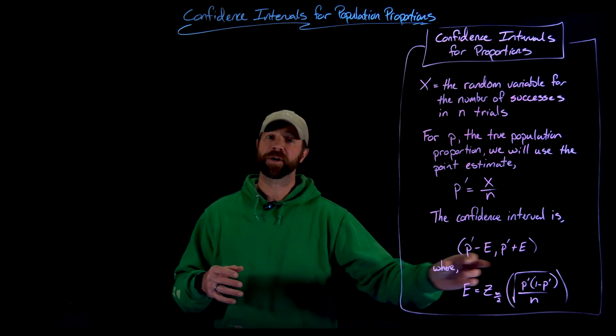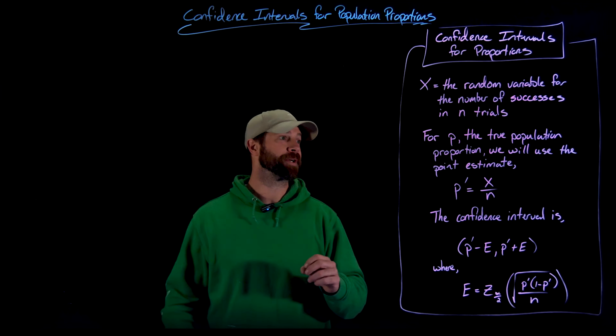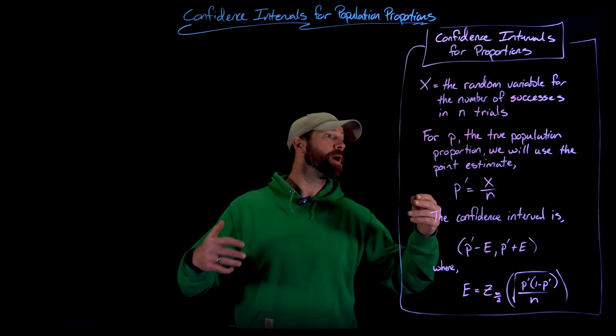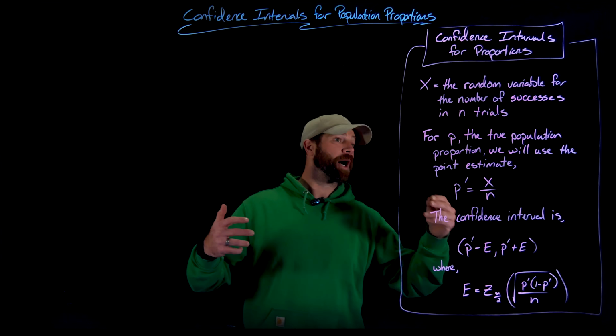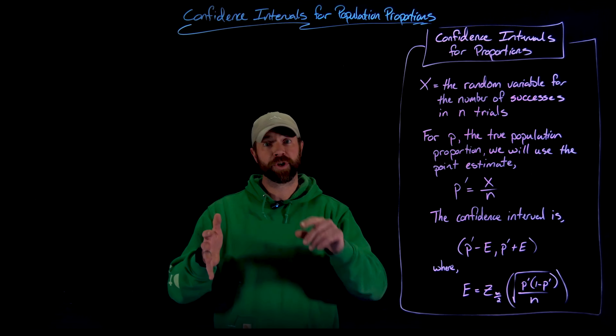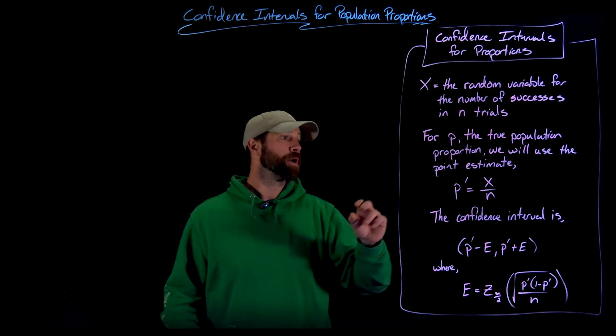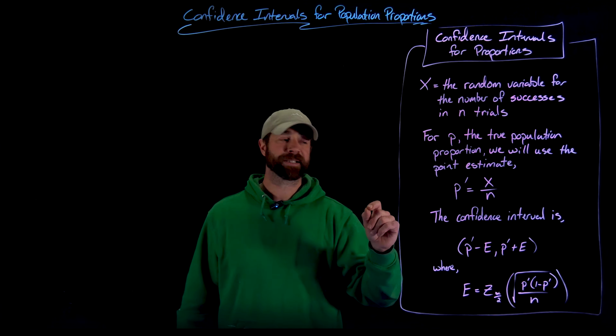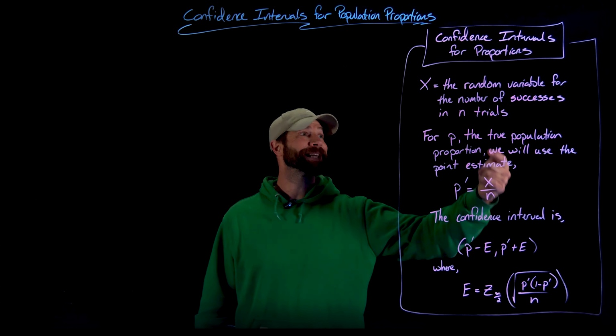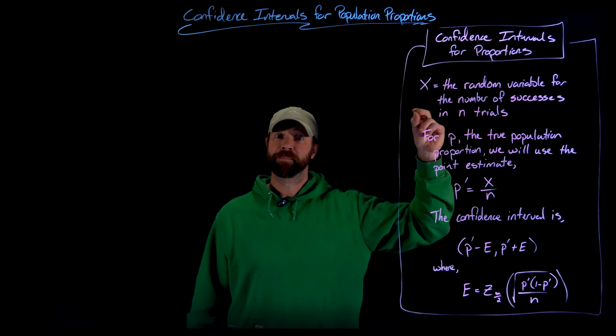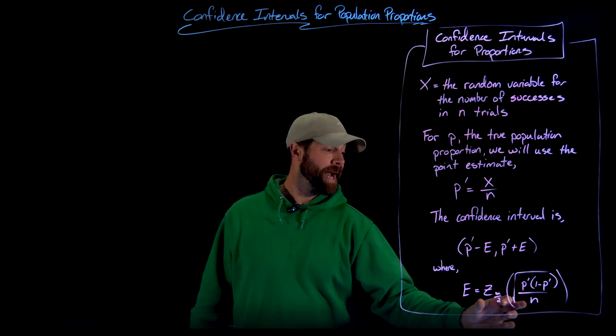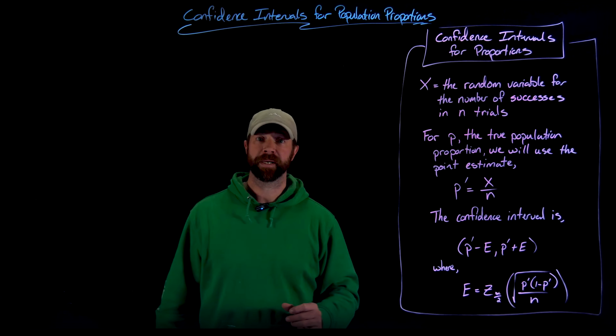So we define X to be a random variable for the number of successes in N trials. And again, this is a binomial distribution of successes or failures. For P, the true population proportion, which we probably don't know, we're sampling to try to get an idea of this interval through which our true population will lie. What we'll do is define a point estimate, which is just the number of successes from our random variable divided by the number of trials. And then we'll define our error bound with this formula right here.